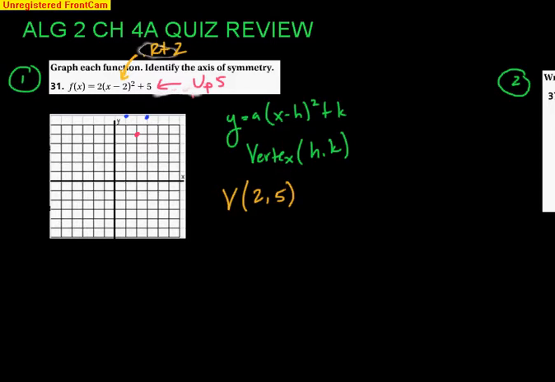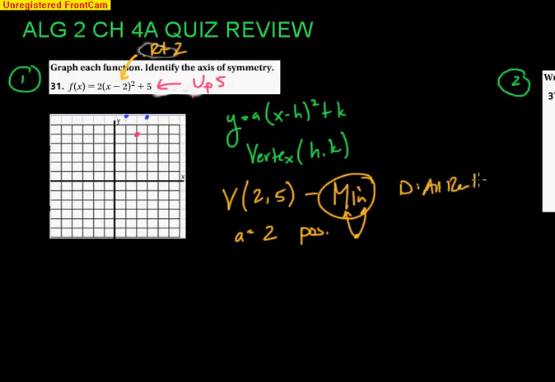Now I want to identify some things about this vertex. Number one, I want to know if it's a max or a min. To determine if it's a max or a min, we look at the value of a. And a here is 2, which is positive. A positive a value means you open up and your vertex is down here at the bottom. It is a minimum.